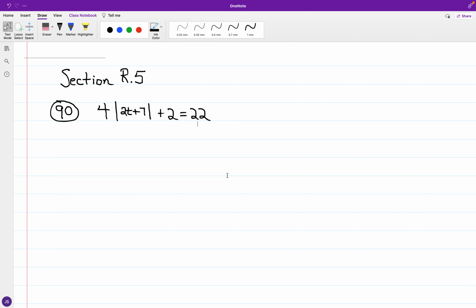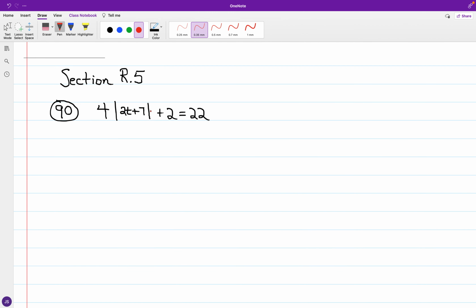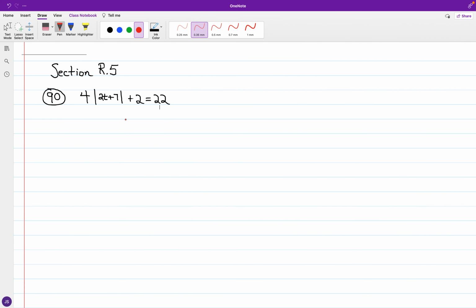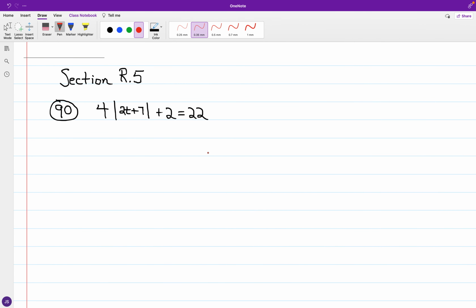And just looking into what we have with absolute value equations. Okay, so we have number 90 in section R5. We're looking at 4 times the absolute value of 2t plus 7, plus 2, is equal to 22. And again, the absolute value is going to be a non-negative quantity. Looking at what we have here, I'm going to isolate the absolute value of 2t plus 7.